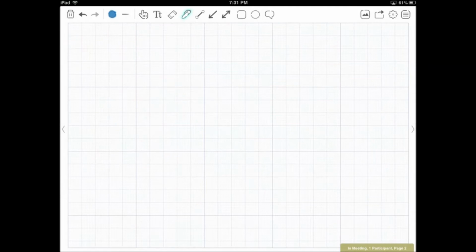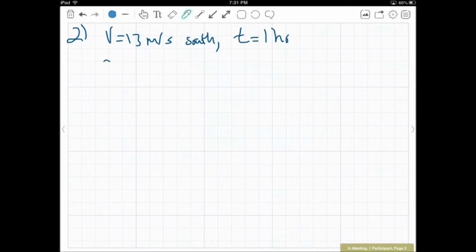Alright, number two. It says a bicycle rider rides her bike at 13 meters per second to the south. I'm labeling this as a velocity because it's giving me a direction, 13 meters per second south. It says how far will she be able to ride in 1 hour? So time is going to be 1 hour, and it's asking how far will she be able to ride.